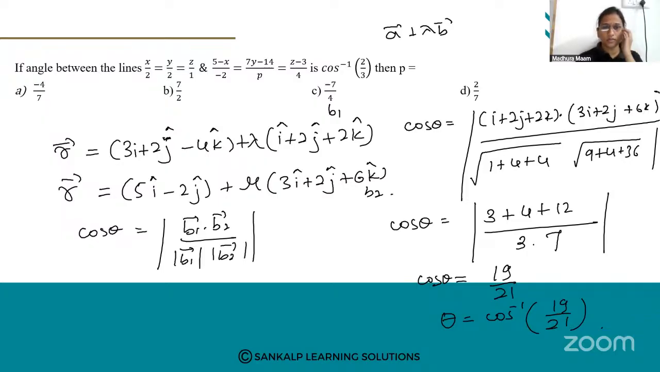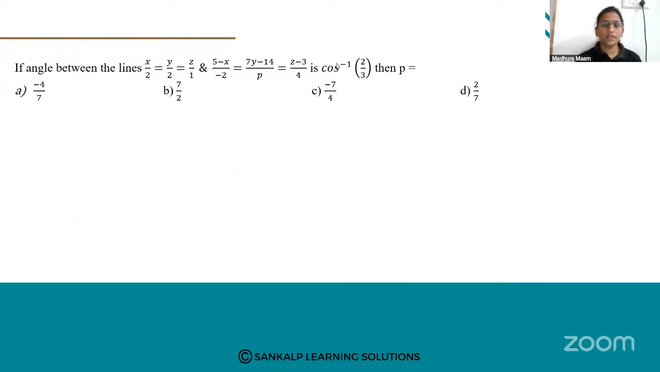This was not in your options, just an extra question. The answer is cos inverse of 19 by 21. So this is about the angle between two lines. Any doubts, anyone?